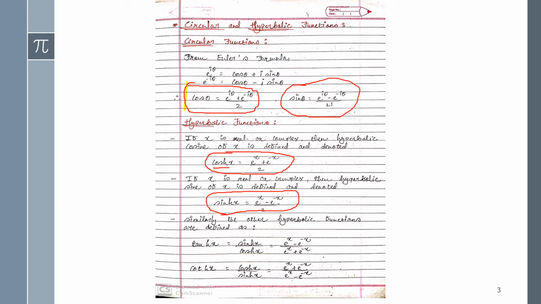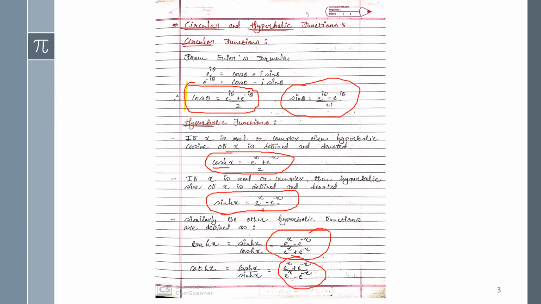Similarly, the other hyperbolic functions are defined from these both functions, sinh x and cosh x. So it will be tanh x, that is sinh x upon cosh x. Now putting the values of these both functions, you will get this one for tanh x, and this one is for coth x.